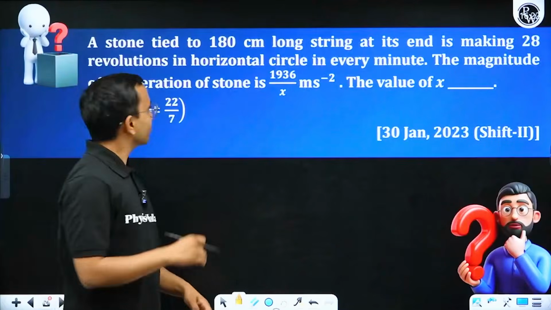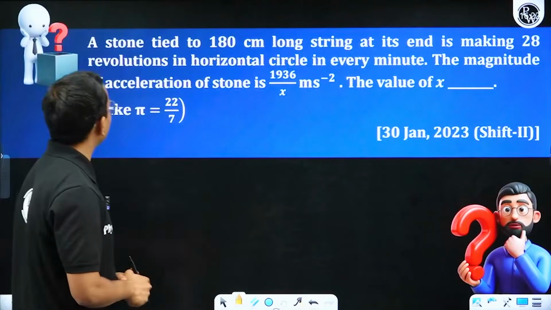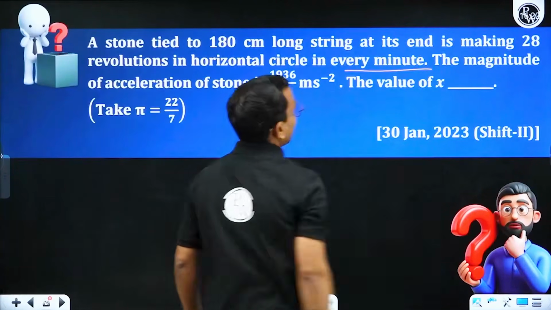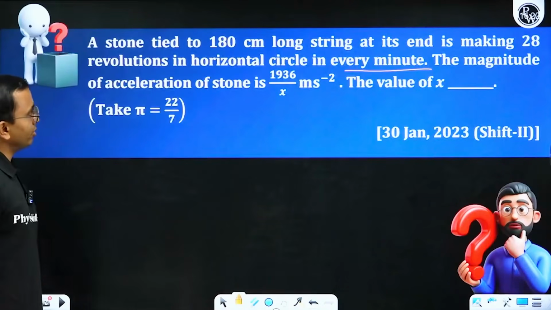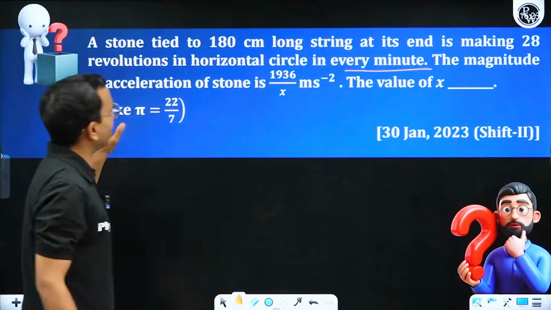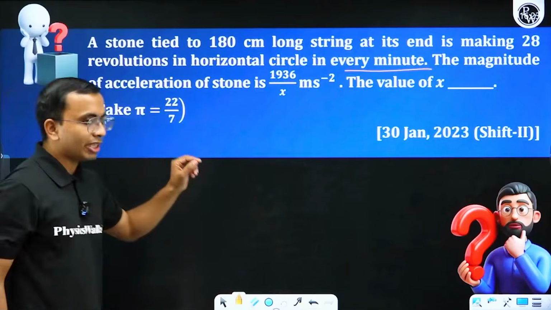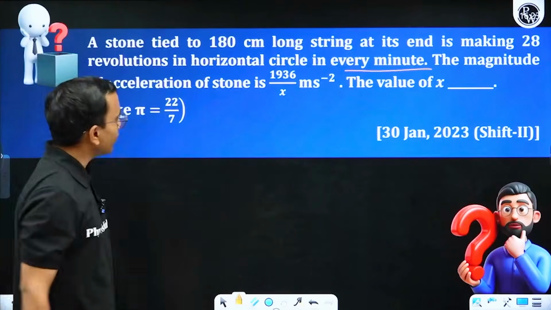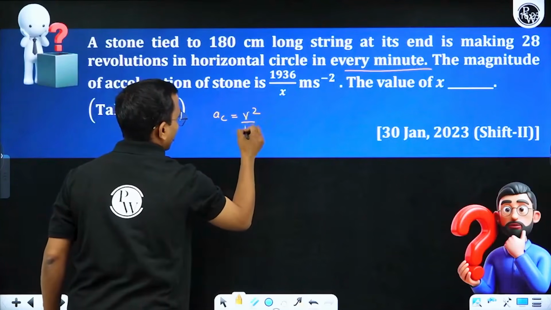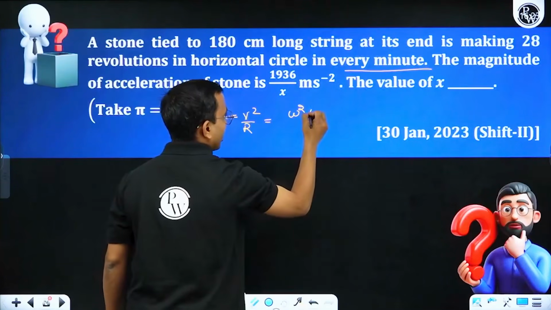Coming to questions. A stone tied to a 180 centimeter long string at its end is making 28 revolutions in a horizontal circle every minute. The magnitude of acceleration of the stone is? Now it is mentioned it is making these many revolutions every minute. It means what? It is moving in uniform circular motion. Which acceleration will be there? Centripetal acceleration. What is the formula? v square by r, and also you can write v as r omega, so it will become omega square r.